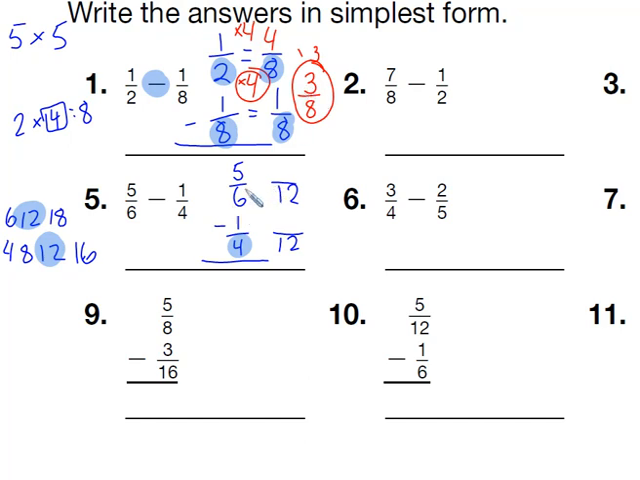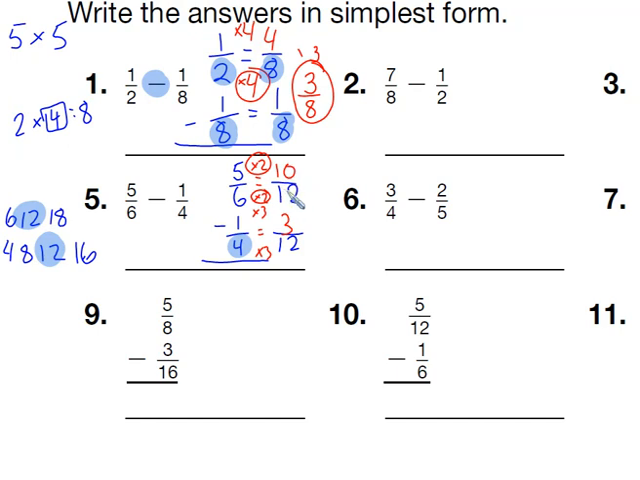Number 5, our common denominator is 12. So again, we have to convert these and make them equivalent. So 4 times 3 equals 12. What we do to the bottom, we have to do to the top. So 1 times 3 equals 3. Now we have to convert the next one. 6 times 2 equals 12. And what we do to the bottom, we have to do to the top. So 5 times 2 equals 10.